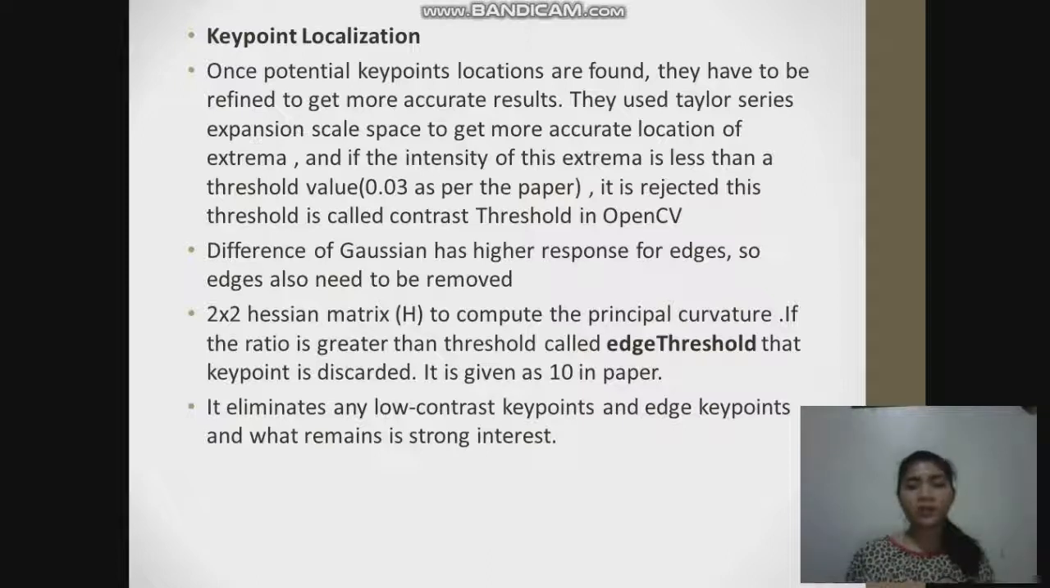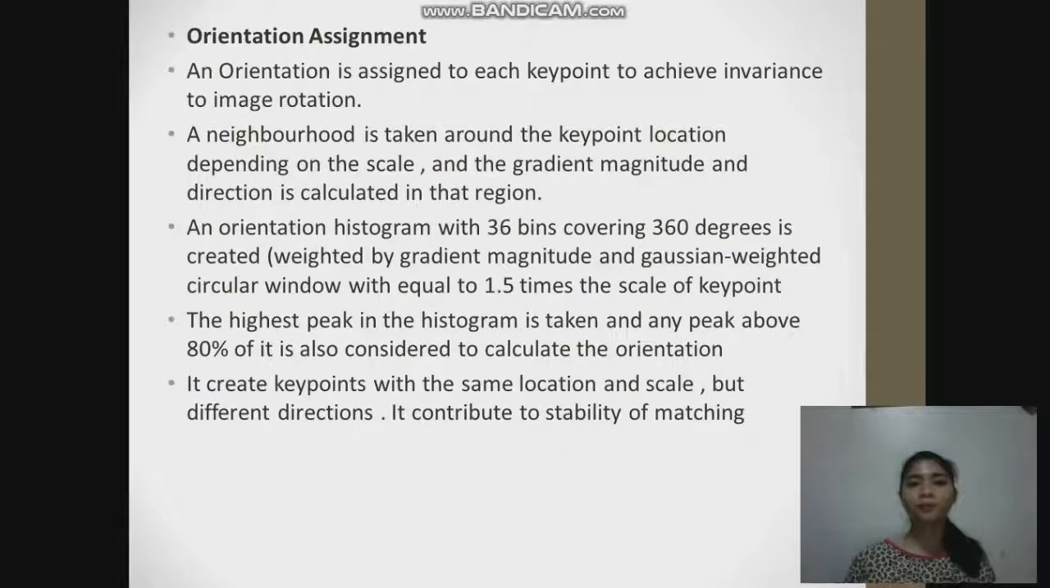Difference of Gaussian has high response for edges, so edges also need to be removed. A 2x2 Hessian matrix is used to compute the principal curvature. If the ratio is greater than the threshold called edge threshold, that key point is discarded. It is given as 10 in the paper. It eliminates any low contrast key points and edge key points, and what remains is strong interest points.